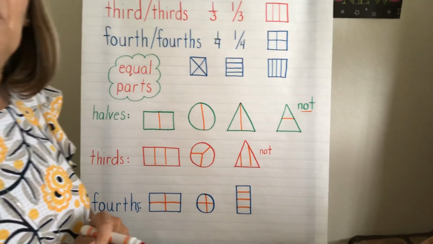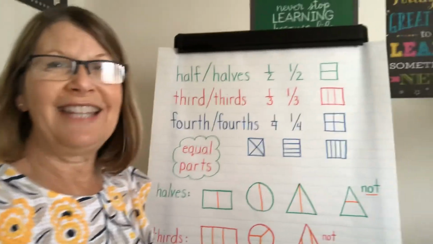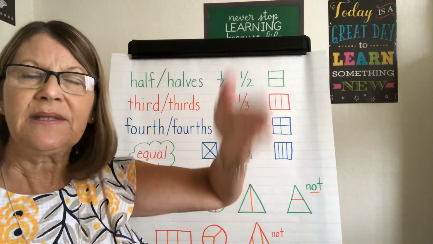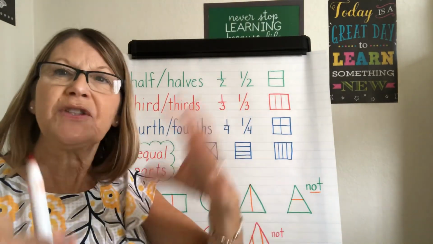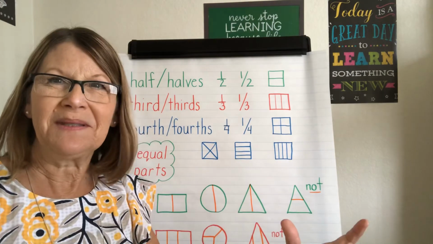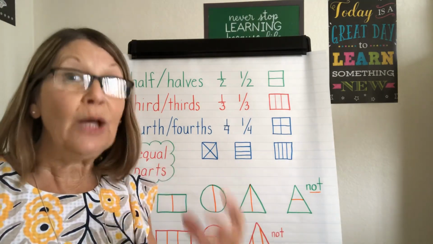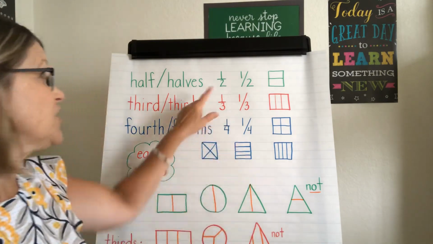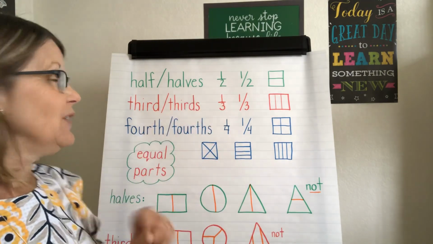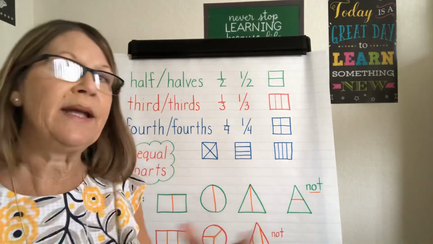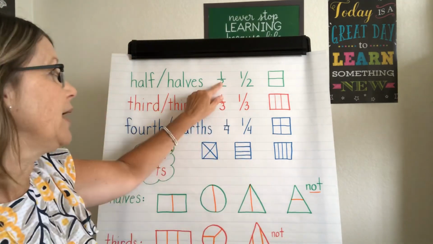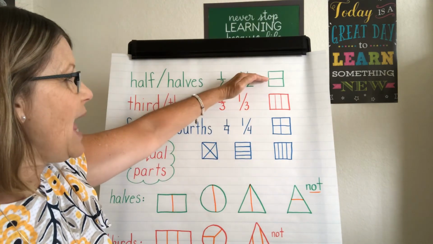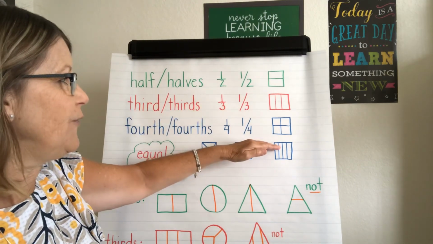So boys and girls, we covered a lot today. We covered rows, columns, arrays, which is arranging rows and columns. We covered equal parts, which is the denominator of a fraction. We talked about numerators, which right now we're not too concerned about because we're focusing on equal parts. And we introduced halves, thirds, and fourths.